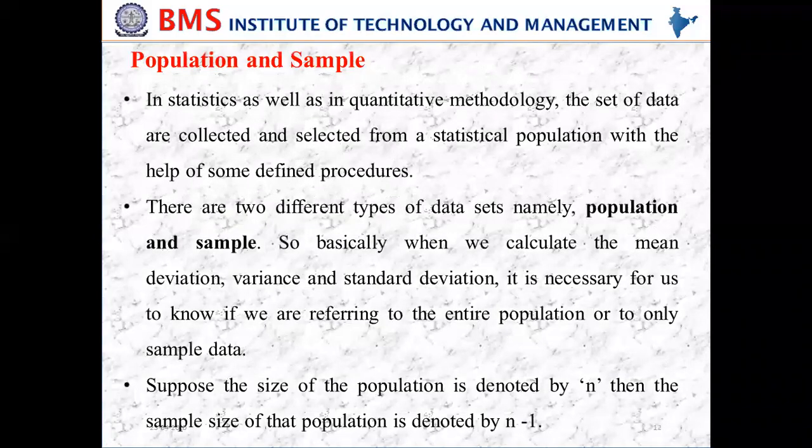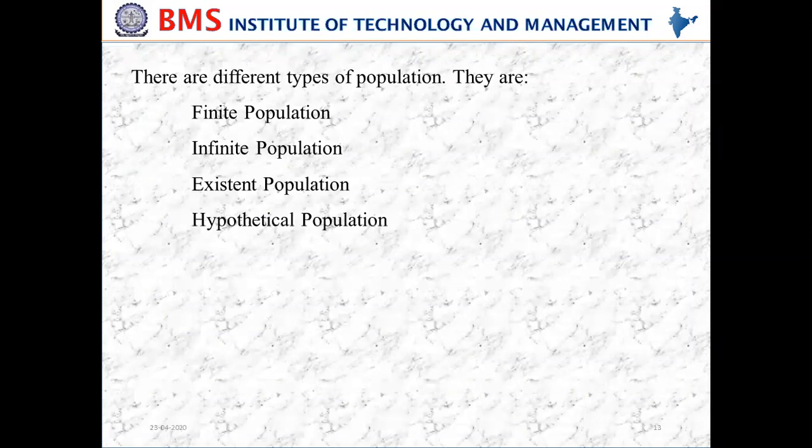So basically, when we calculate the mean, deviation and variance, are you calculating the mean for the population or for the sample? That we need to know. Suppose the size of the population is denoted by n, then the sample size is denoted by n minus 1. And what are the different types of populations we have?